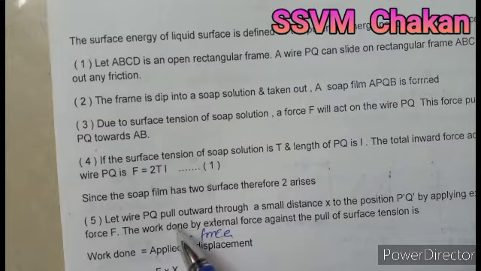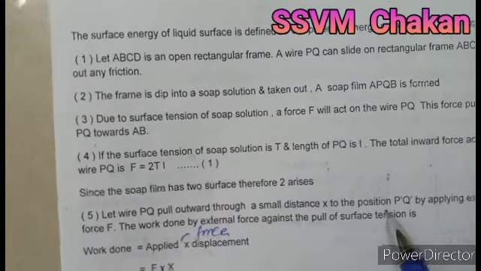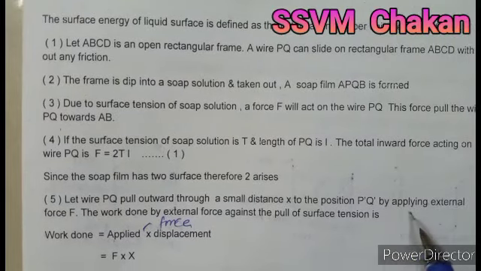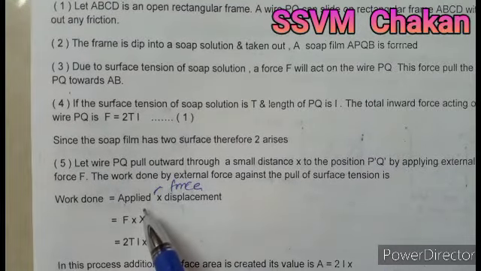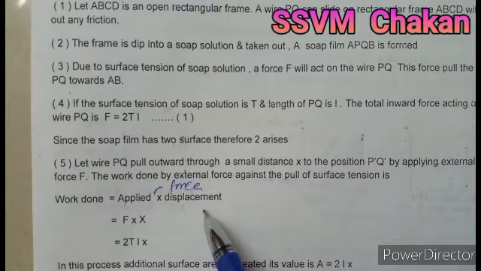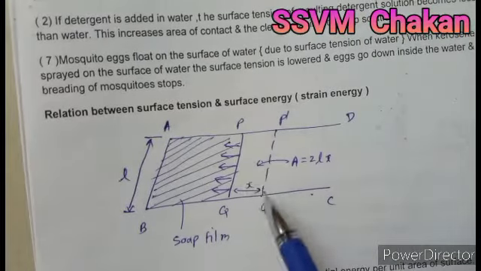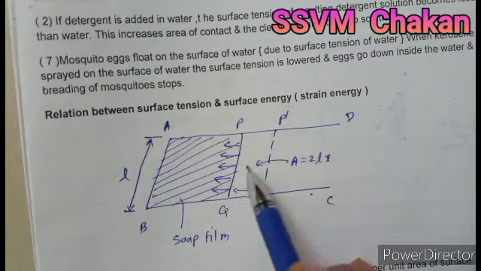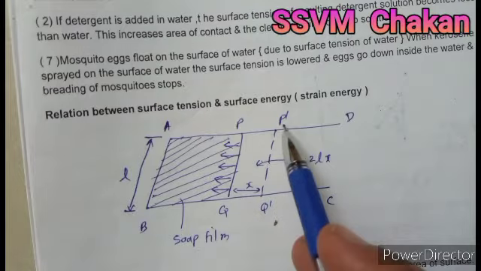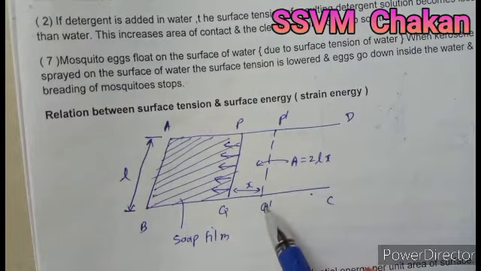Let wire PQ be pulled outward through a small distance x to the position P dash Q dash by applying an external force. The work done by the external force against the pull of surface tension is equal to applied force into displacement. So we have applied a small force over this wire PQ and pulled it outward to the new position P dash Q dash.